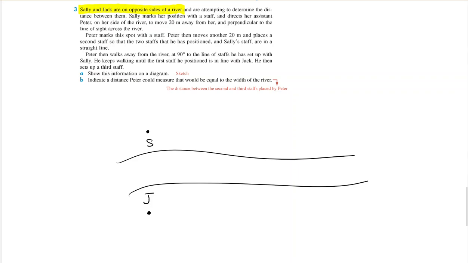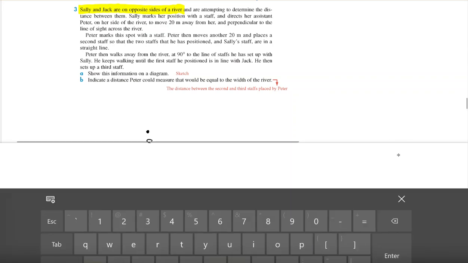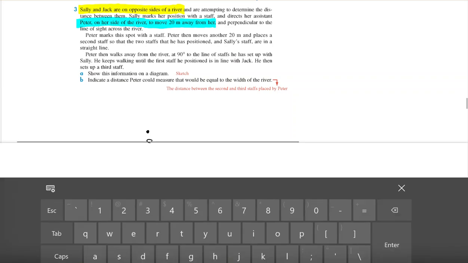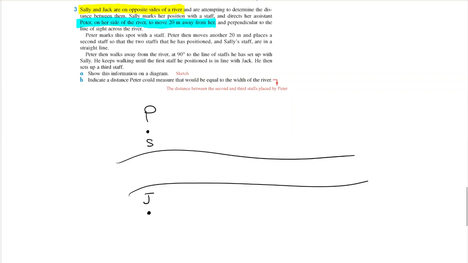Now, from there, they're attempting to determine the distance between them. Sally marks the position with a staff. We did that. And directs her assistant, Peter, on her side of the river to move 20 meters away from her. Okay. So Peter's there with her. Peter's here. And he's asking Peter to move away from her. That way. Could be that way as well, doesn't matter. But I'm going to go towards the right.